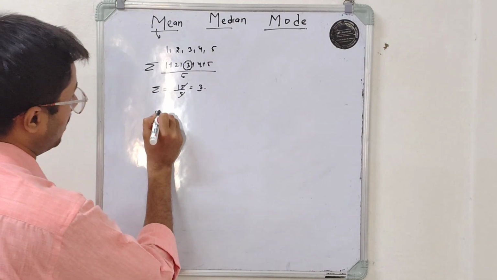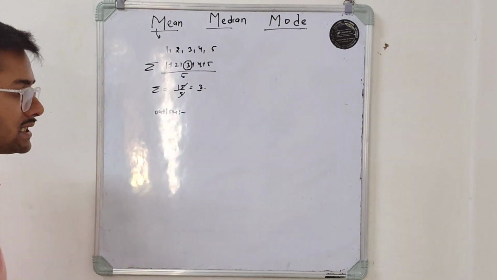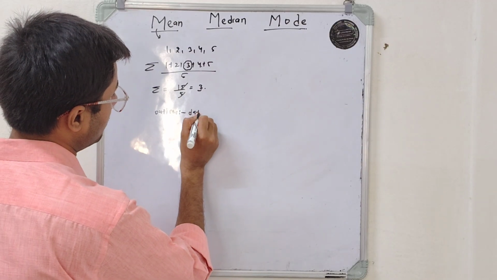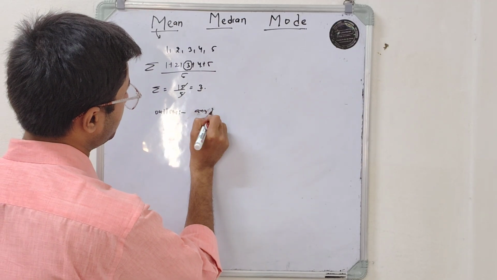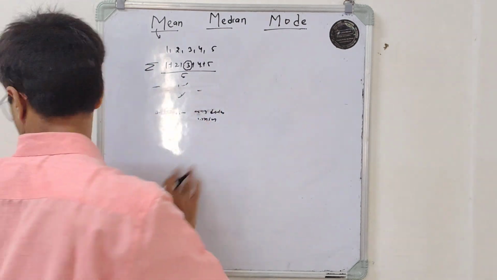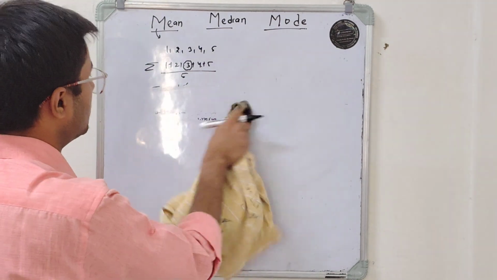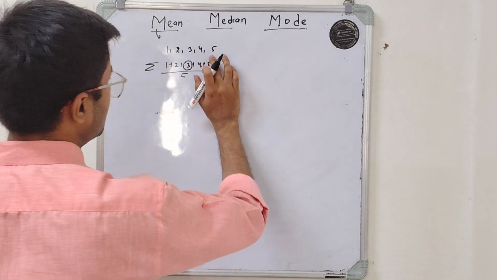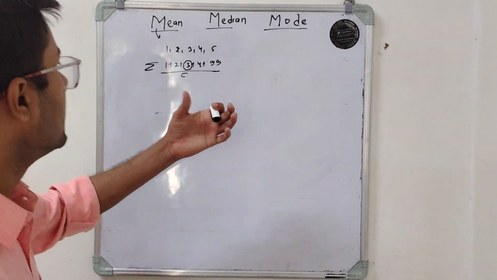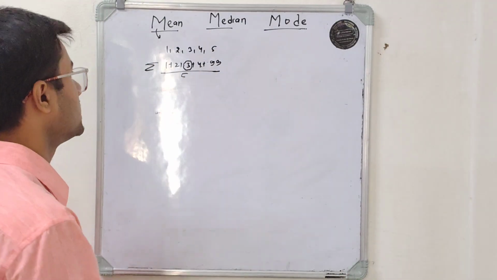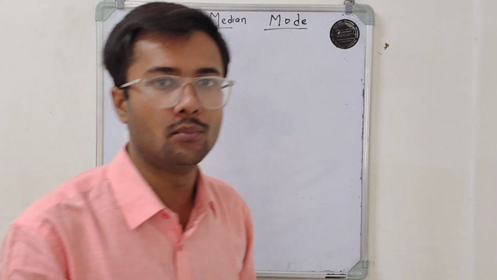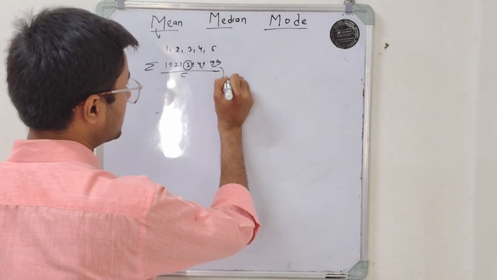Okay, what is the meaning of outlier? Outlier means any extreme number which does not fit in this data. For example, let's suppose in this data, instead of the 5, I write 99. So this 99 is an extreme number. There is a huge difference between the 4 and 99.